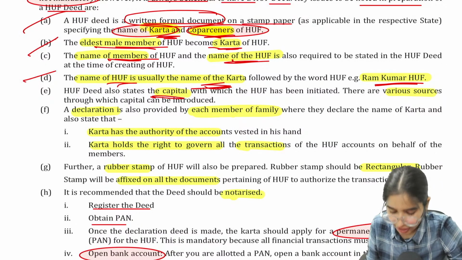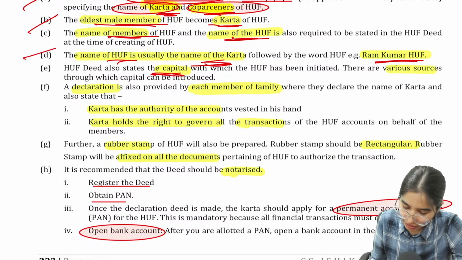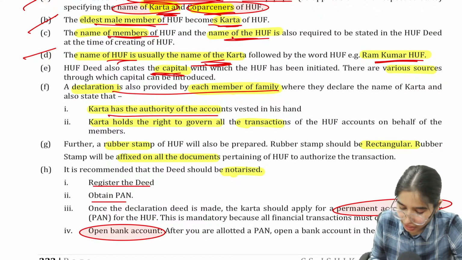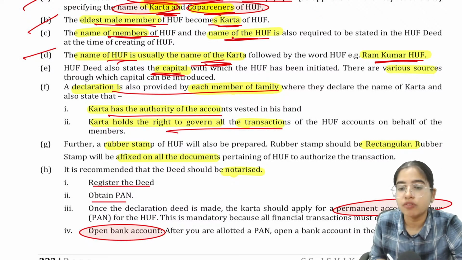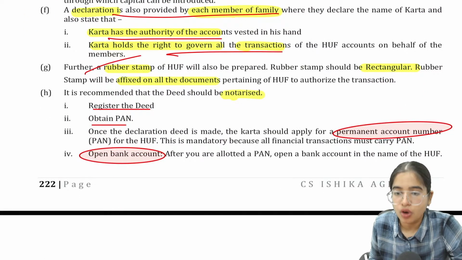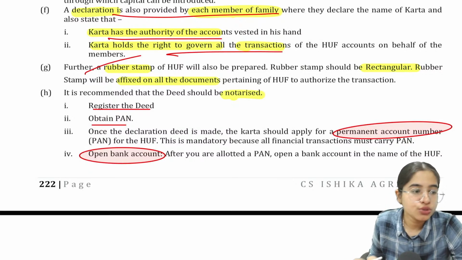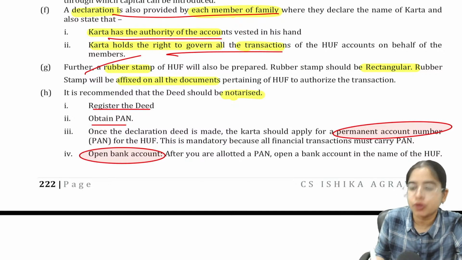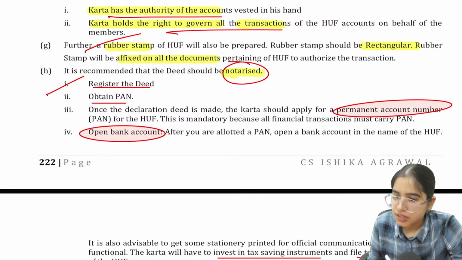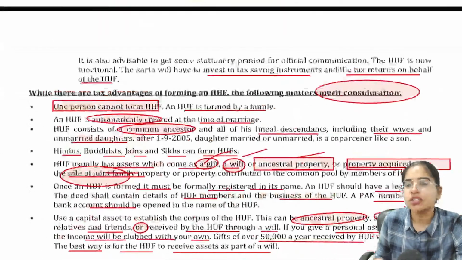The HUF deed also states the capital, how much capital will be invested, and a declaration by the Karta and each member that the Karta has authority over accounts and the right to govern all the transactions. Along with getting it on stamp paper, you should also get it notarized from a notary public. Apart from that, you have to register this deed with the proper authority, obtain the PAN number, and open a bank account. All this you have to do.